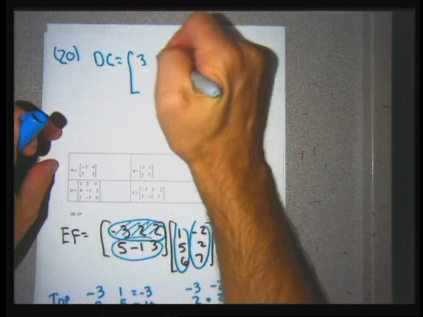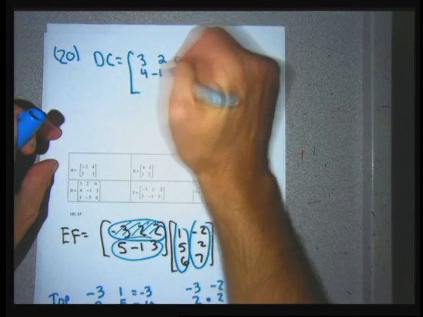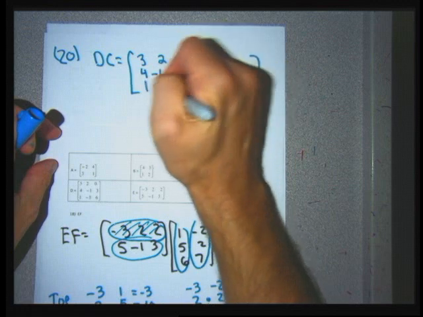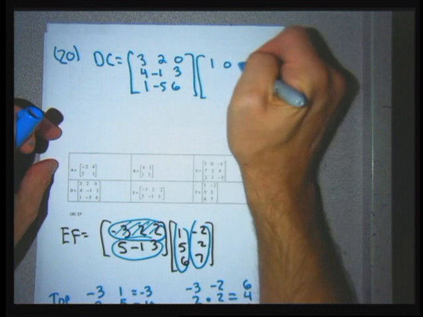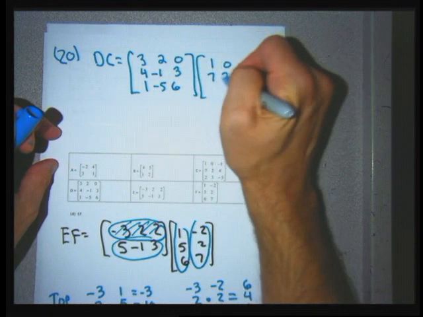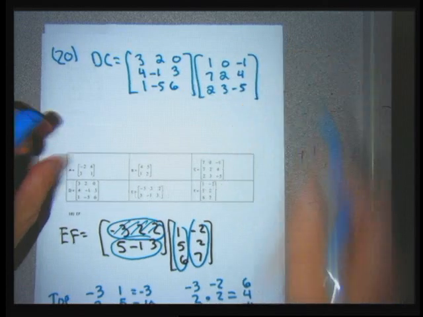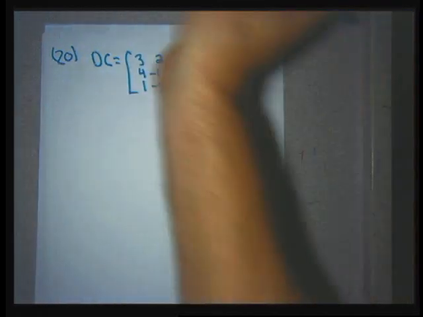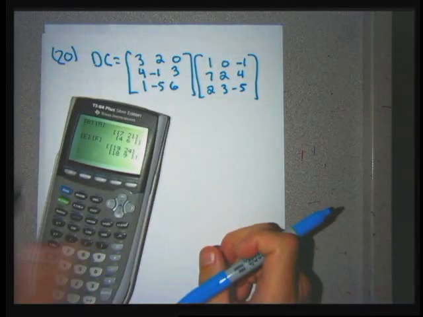Matrix D is 3, 2, 0, 4, negative 1, 3, 1, negative 5, 6. Matrix C is 1, 0, negative 1, 7, 2, 4, 2, 3, negative 5. I'm going to get an answer on my calculator because this is hard for me to do by hand, and it's not hard to do on my calculator.